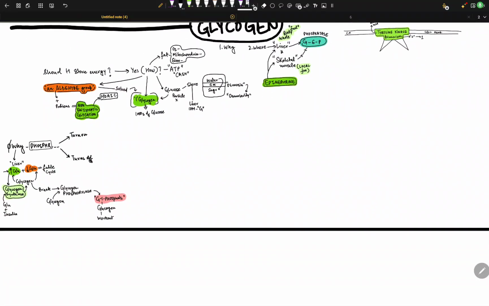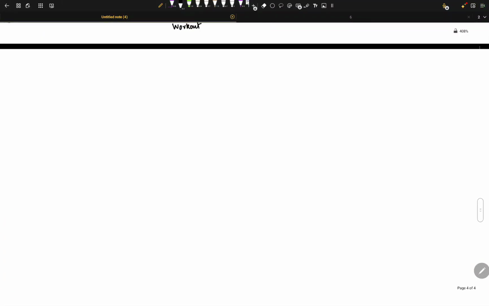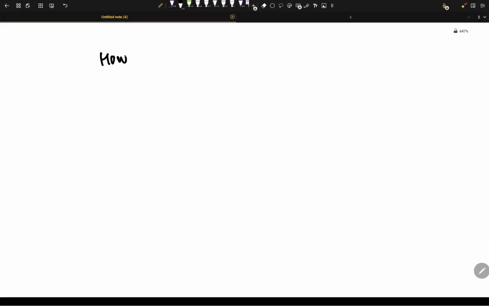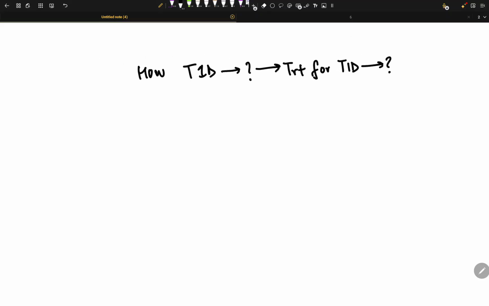Today we will understand two concepts. The first concept is how type 1 diabetes works. The second concept is how the treatment for type 1 diabetes works. Okay, so we have two topics today, topic number 1 and topic number 2.